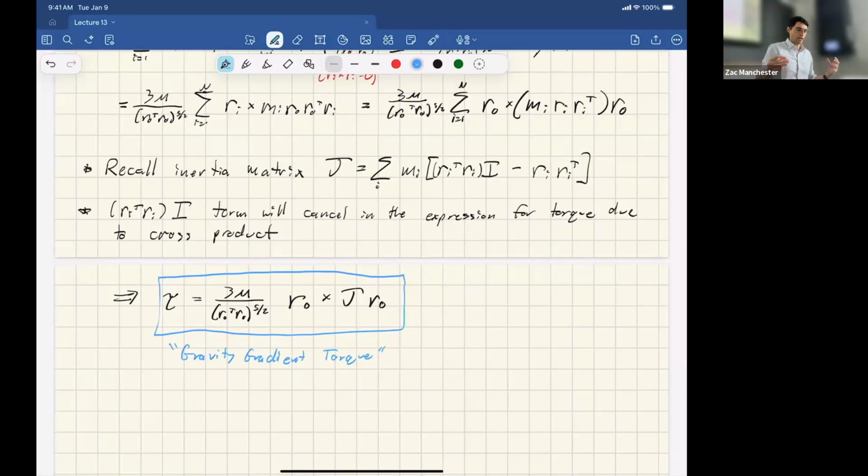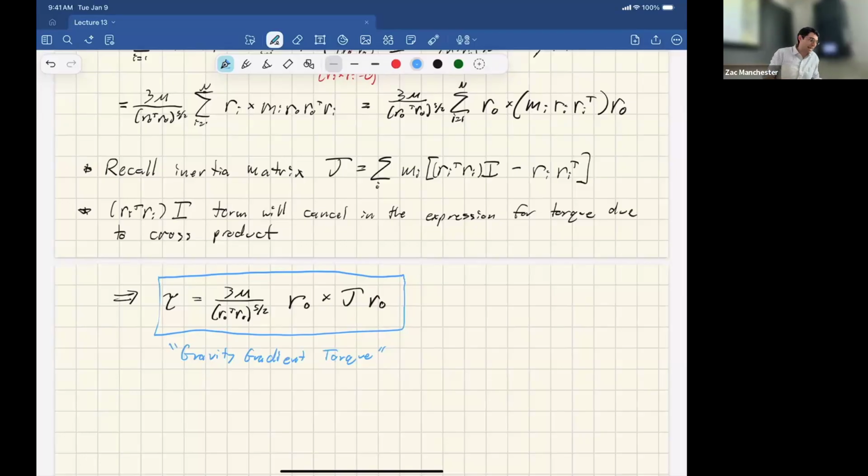Summarizing, we did a first order Taylor expansion to get here, but it's okay because it's essentially exact for normal size satellites that are much, much smaller than the orbital radius. It's good to as many decimal places as you could possibly care about. And there's this nice little trick where the inertia matrix pops in there instead of the sums over the masses.